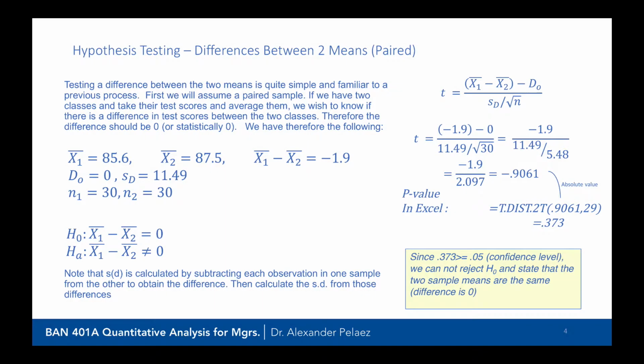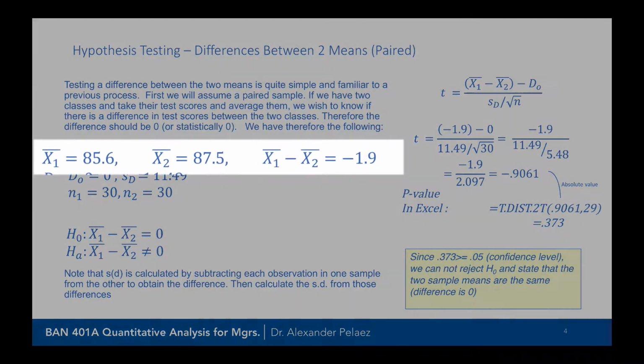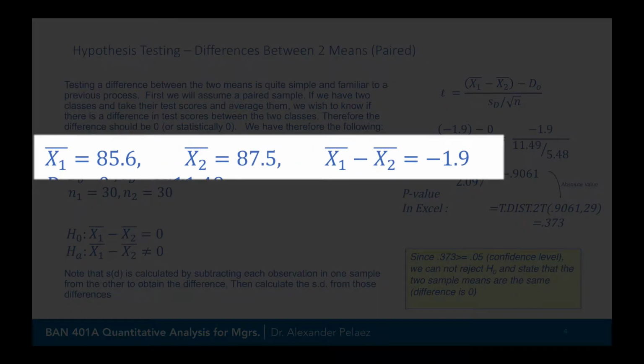Now, for a paired sample, we're testing the difference between the two means, and the process is quite simple and similar to the processes that we've had before. If we have two classes and we take the scores and average them, we wish to know if there's a difference in test scores between the two classes. Therefore, the difference should be zero or statistically zero. Now, we've set up all of our pieces here to the left. We have our X1 bar, which is the class average in sample 1, 85.6, the class average in sample 2, 87.5, and we take the difference between the two and obtain a value of negative 1.9.